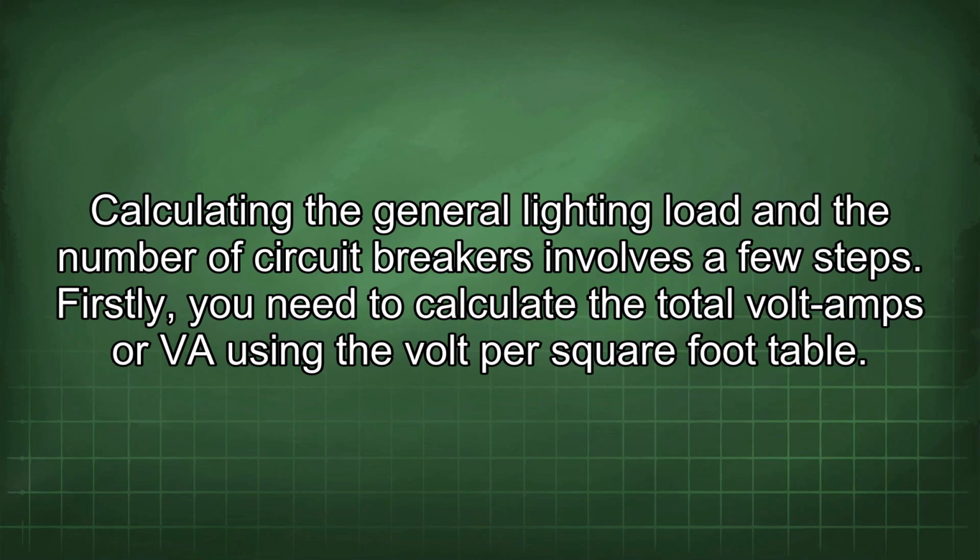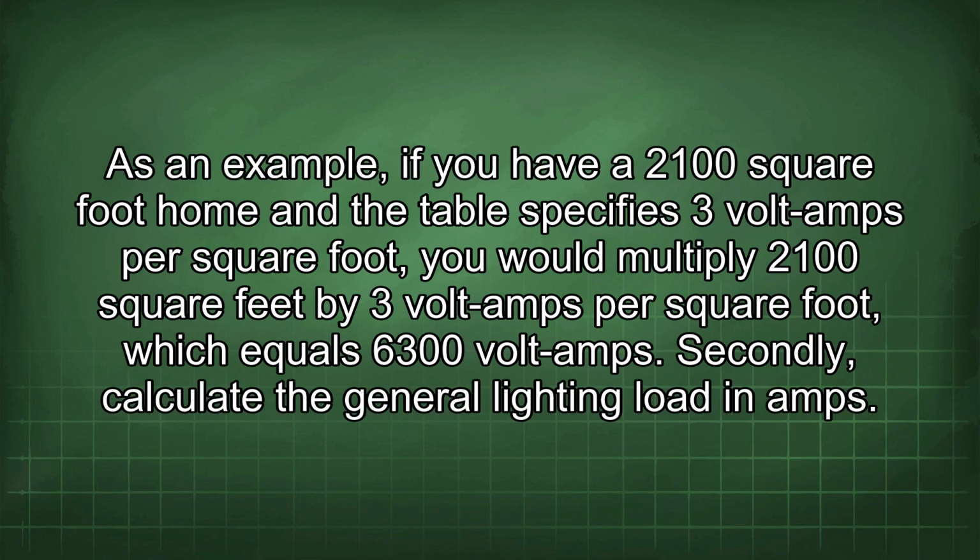Calculating the general lighting load and the number of circuit breakers involves a few steps. Firstly, you need to calculate the total volt amps, or VA, using the volt-amps per square foot table. As an example, if you have a 2100 square foot home and the table specifies 3 volt amps per square foot, you would multiply 2100 square feet by 3 volt amps per square foot, which equals 6300 volt amps.